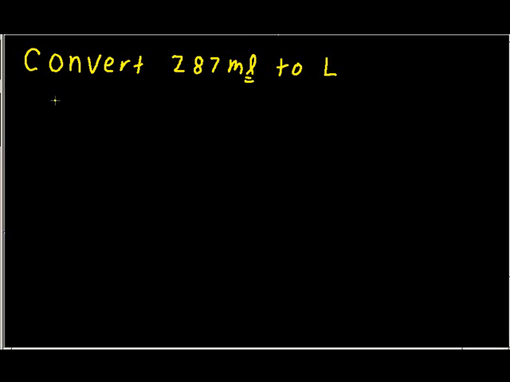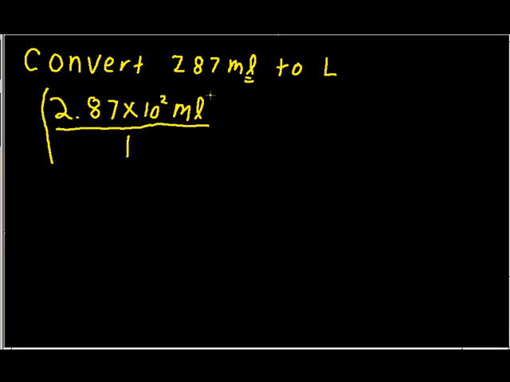So your first move in dimensional analysis is to convert the number given into scientific notation, which is 2.87 times 10 to the second milliliters. Including these units is absolutely crucial to the process. What you automatically do is you place that over 1. And we really haven't changed anything because anything over 1 is anything.